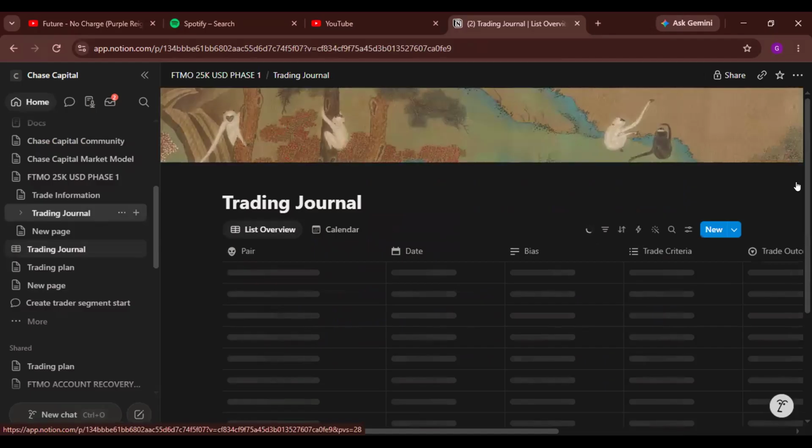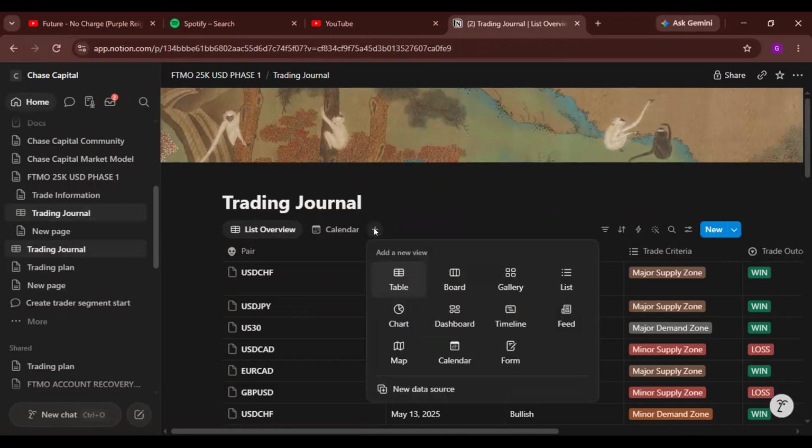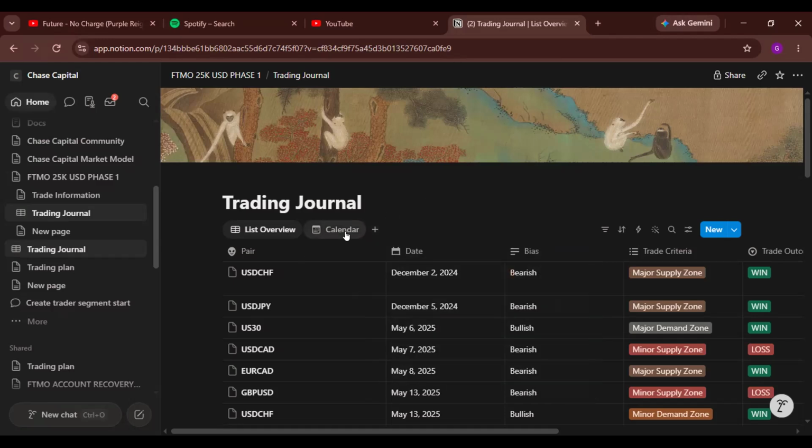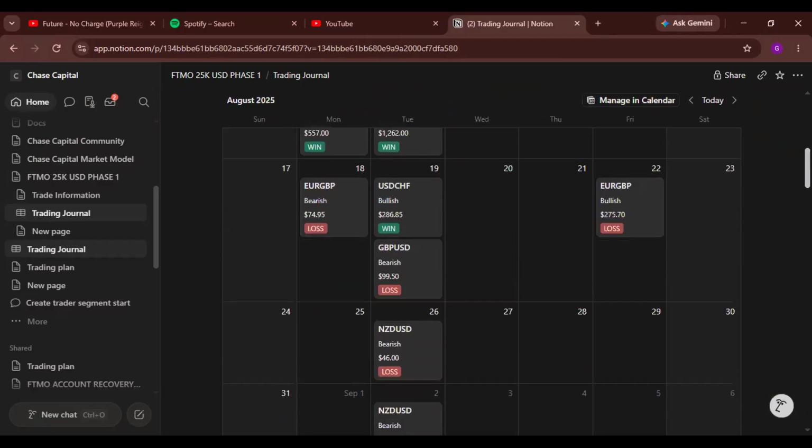So here, when you are creating this, there's a list view here. There's a calendar view here. Then when you click on this plus sign, you can see add a new view. So when you click on this, you can either add a table, a board, gallery, feed, timeline, dashboard, chart, map, calendar, whatever it is. So you can either have a list the way it is like that, or a calendar view. Calendar view is this right here. So our calendar view now will look like this. So you're able to just scroll like that.